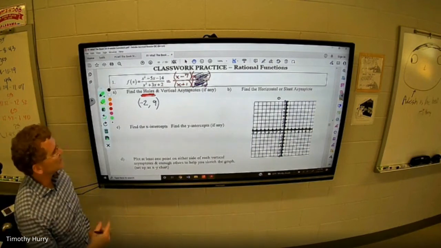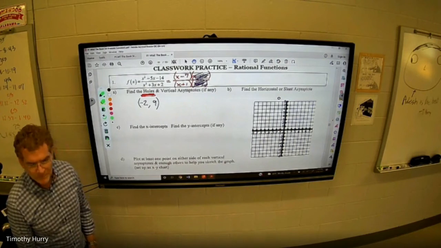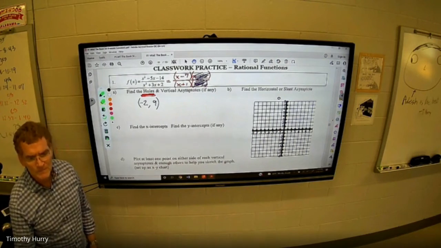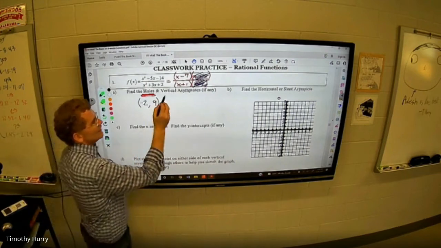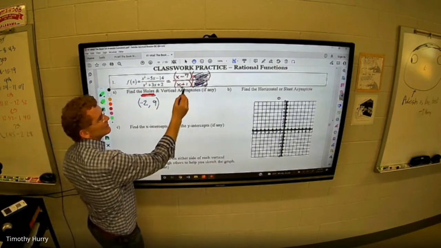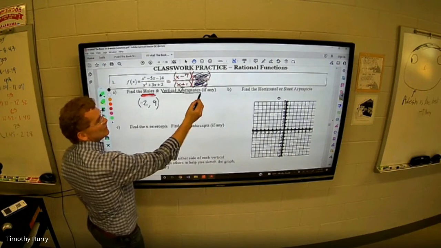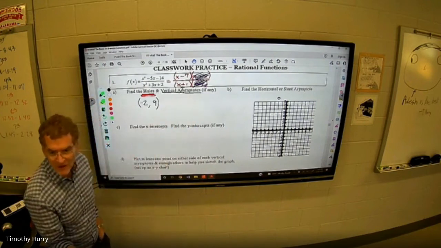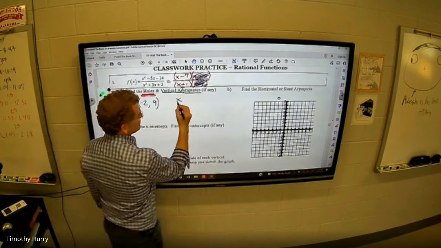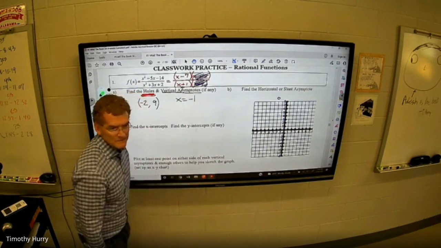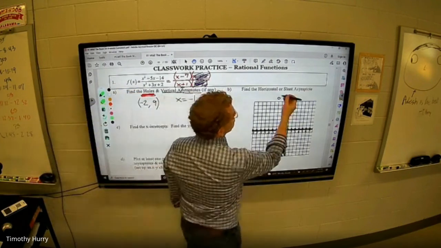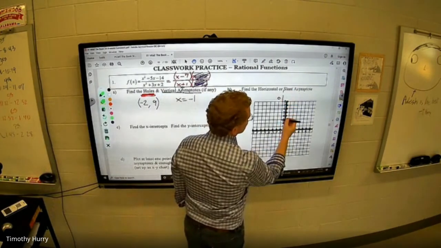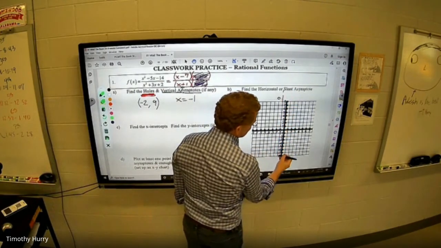Now, can you tell anything about vertical asymptotes? They are what? Take what's left of the denominator and set it equal to 0. So x equals -1. Well, I can come in here and graph that vertical line, x equals -1.